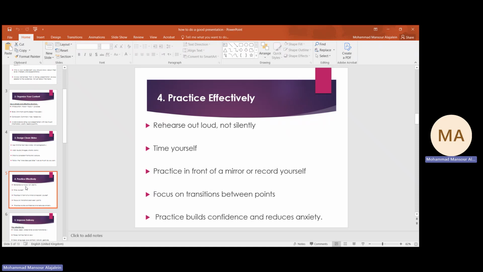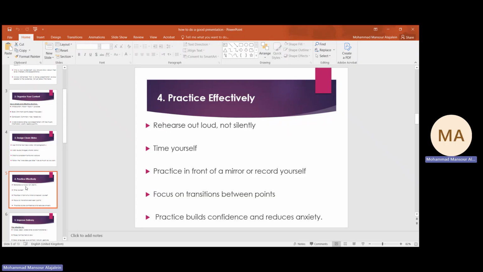You need to know that if you have 10 minutes to accomplish your task, you need to finish it within that time. So time yourself to make sure that you are able to finish your mission within that time. And practice in front of a mirror or record yourself. It's a good practice. I would also suggest practicing your presentation in front of others before you come to the formal occasion.